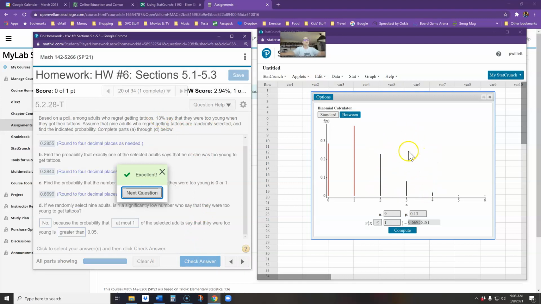All right, so this was problem number 20 from the homework, and we used the binomial distribution calculator tool to calculate a variety of probabilities. So I hope that helps. Keep up the hard work.